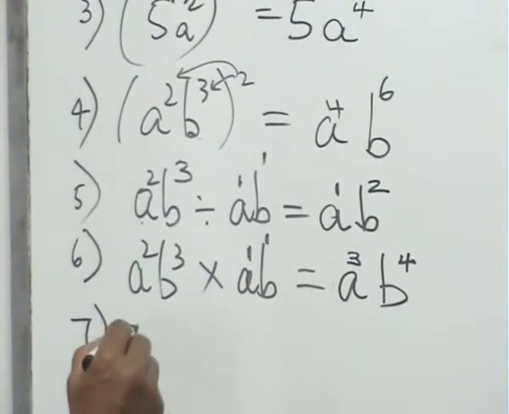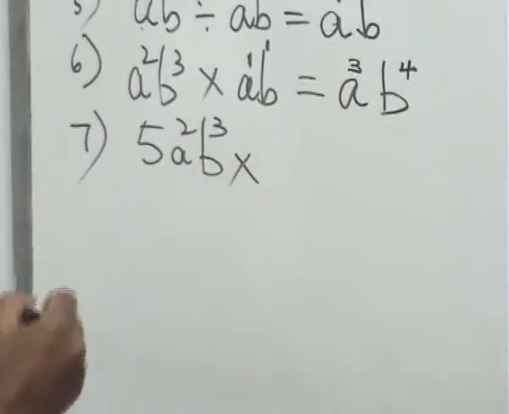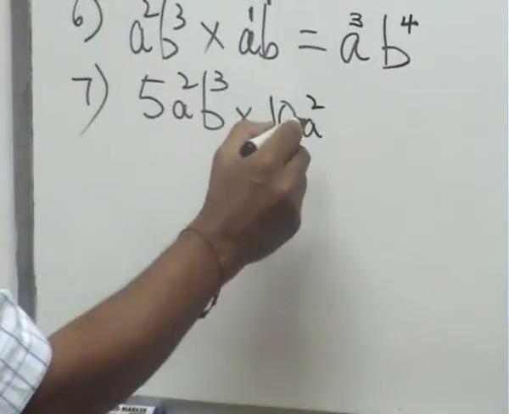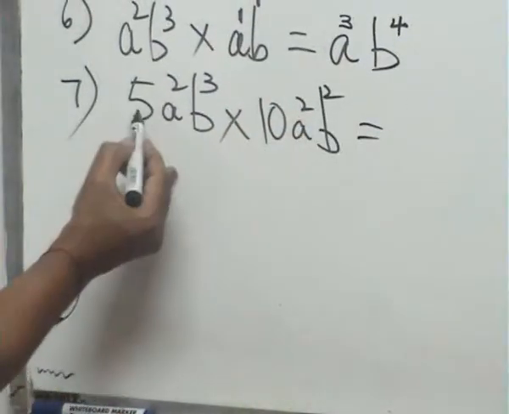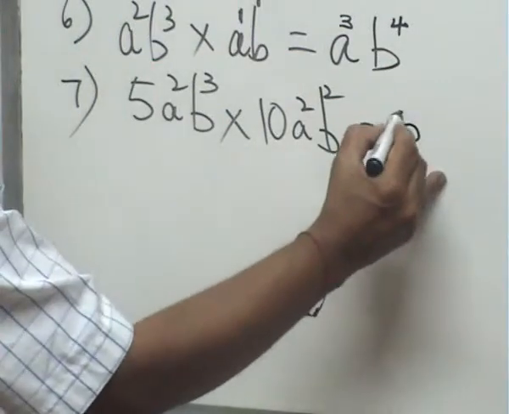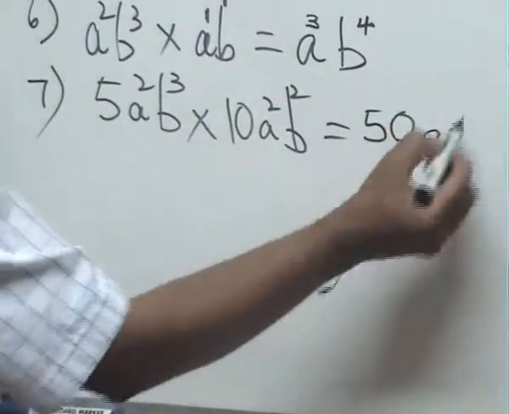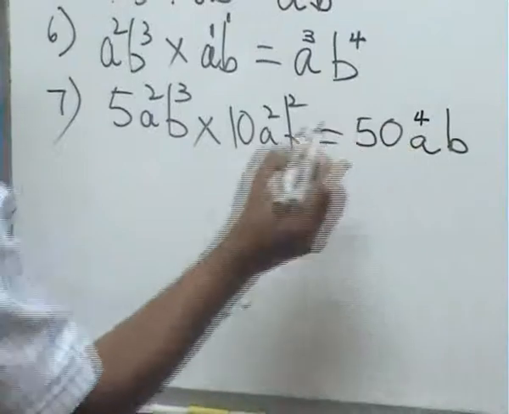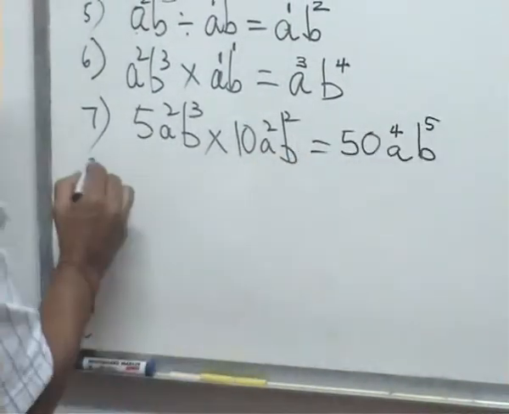Number 7, 5a squared b cubed times 10a squared b squared. Well, you multiply. Number times number, 5 times 10, 50. The base here is a, the base here is b. 2 plus 2 will give you 4, 3 plus 2 will give you 5.